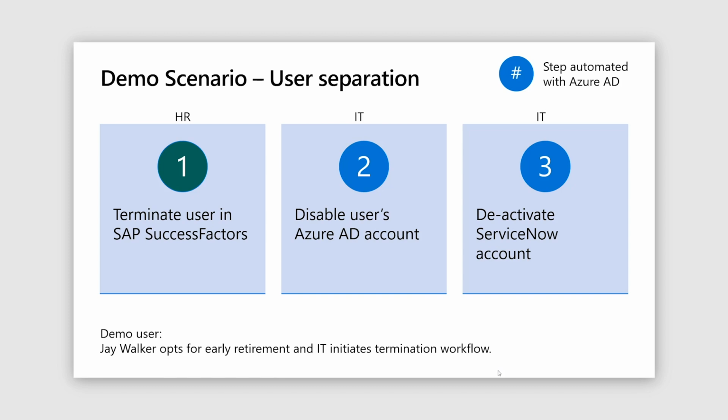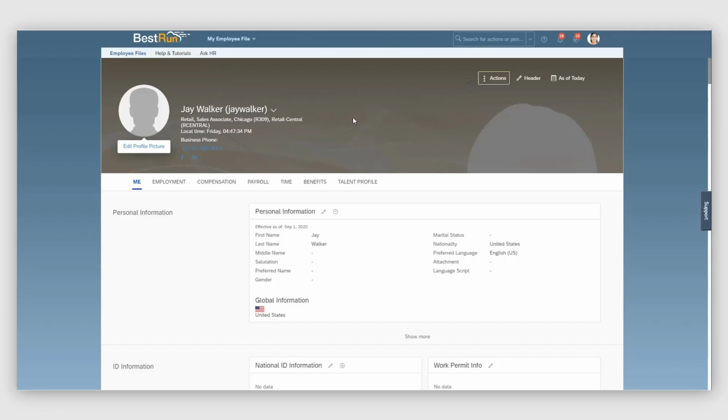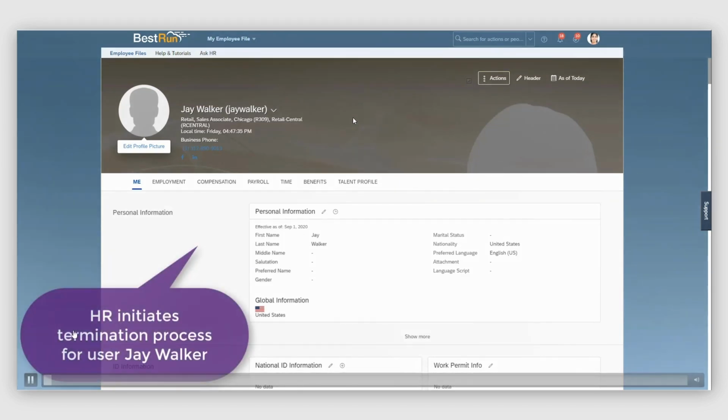Now let's take a look at the third demo scenario of user separation. Here, we are going to look at Jay Walker, who opts for early retirement, and this initiates the termination workflow. So HR initiates the termination in SAP SuccessFactors, and that triggers disabling the user account in Azure AD and also deactivating Jay's ServiceNow account. So we'll start with SuccessFactors admin console.